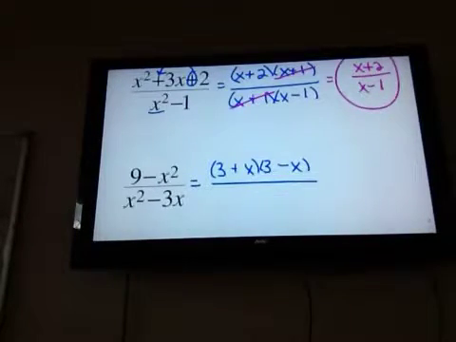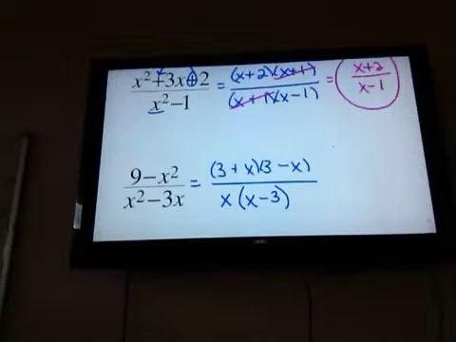In my denominator, is there a common factor? Yes. I can take out an x, and I'm left with x minus 3. Now, there is nothing in the numerator that looks exactly like anything in the denominator that I can reduce, but they kind of look alike.